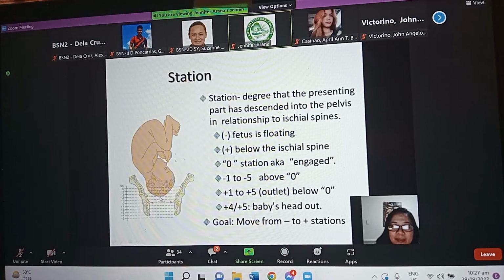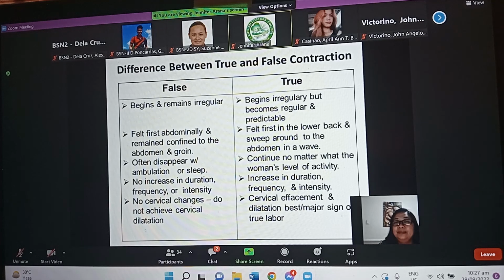When the presenting part reaches the level of the ischial spine, it is at station 0, or engaged. Once it passes the ischial spine, the station becomes positive: positive 1, positive 2, 3, 4, and 5. It means the baby is coming out. The goal here is to move from negative stations to positive stations, so that the baby comes out through the birth canal.